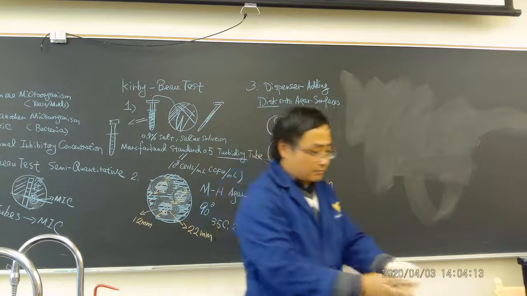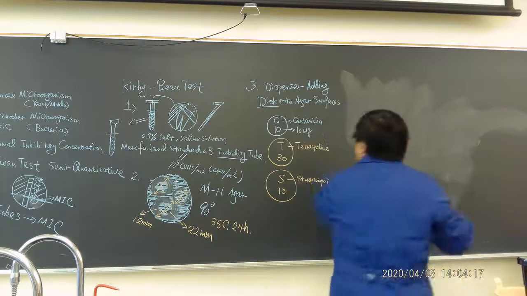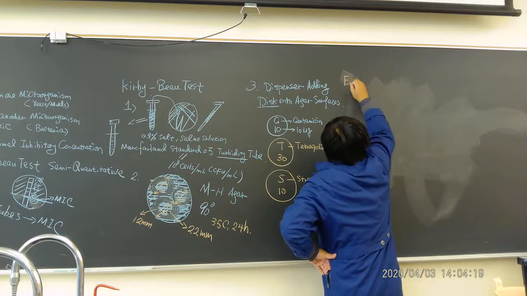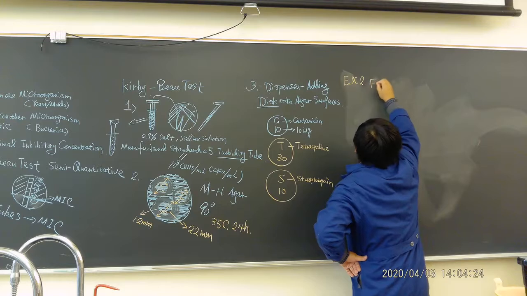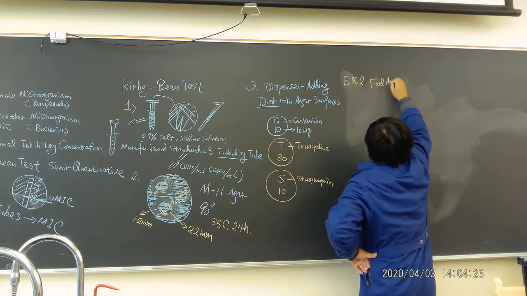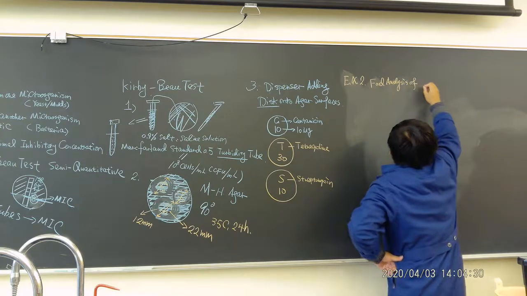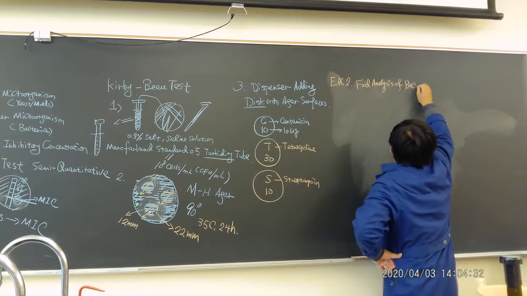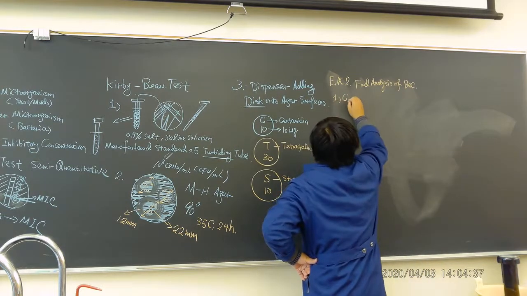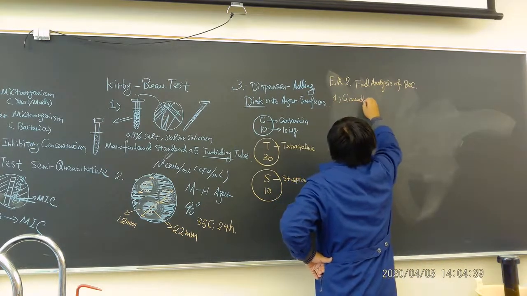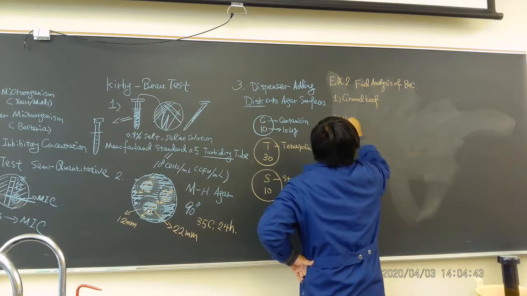Now the second will be exercise 2. Exercise 2, everybody can practice. We're going to do a food analysis of bacteria. Okay, so what we have is ground beef, and we also have a hot dog.